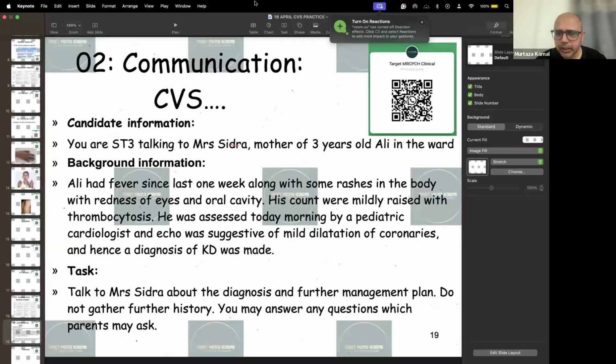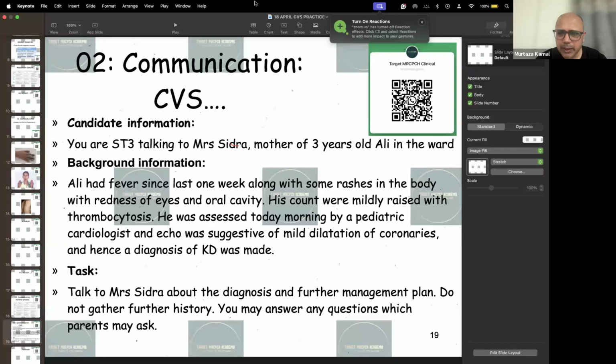Yes, doctor, I know. There is slight swelling of that. So these are all suggestive of Kawasaki disease. Are you with me till here? Yeah, I am understanding, doctor, what you are telling.